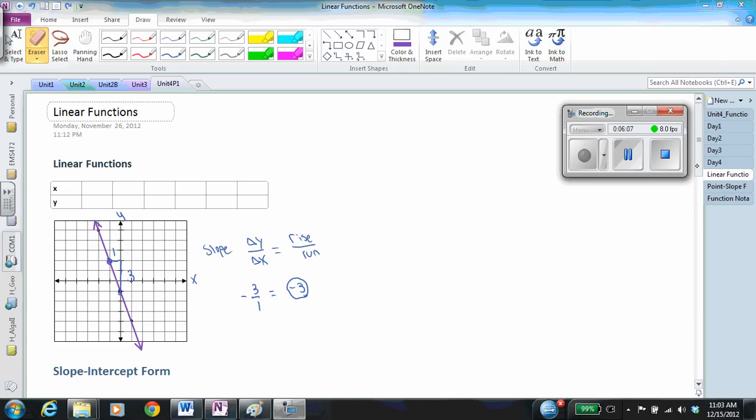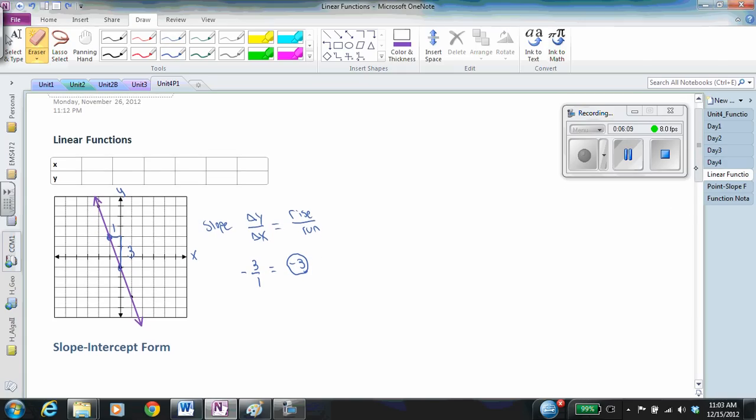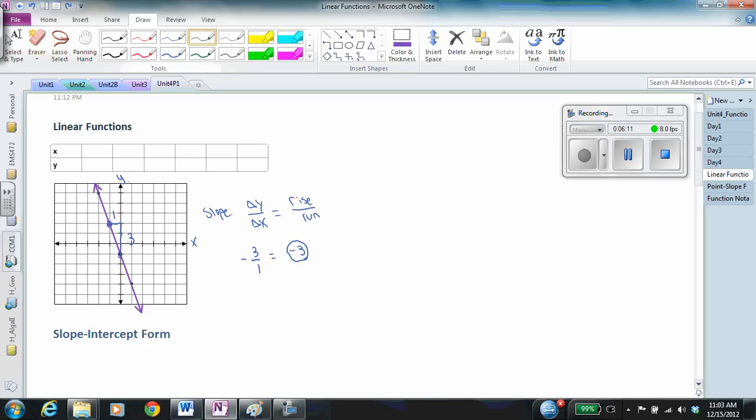There's one other interesting feature of this graph that we haven't talked about yet, and that's the y-intercept. So here's the y-axis right here that we're looking at.